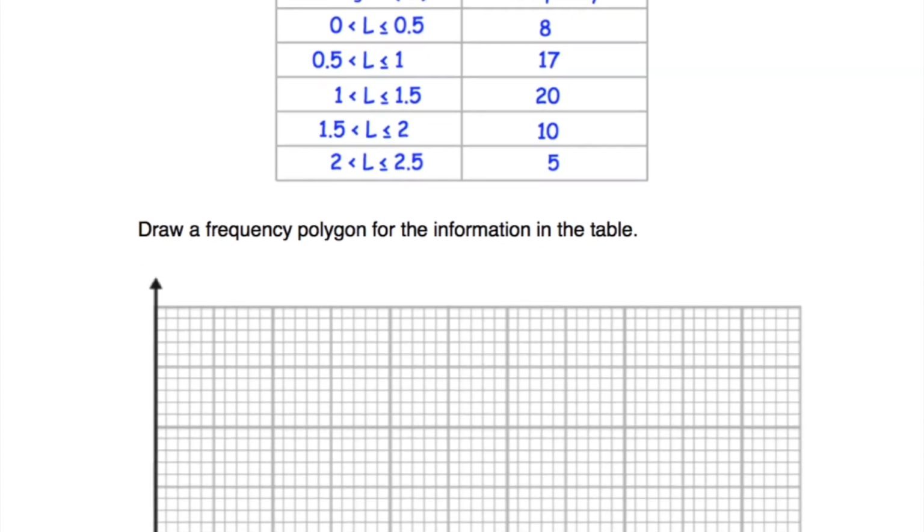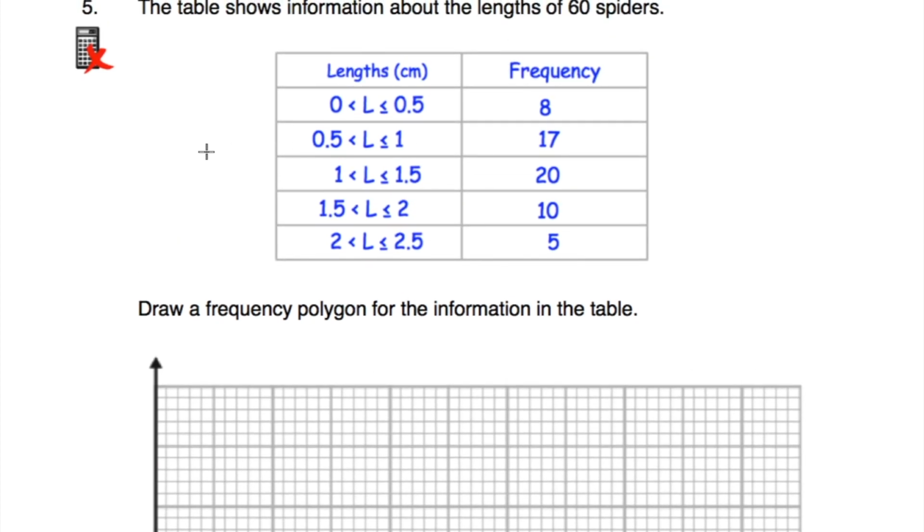And we've been asked to draw a frequency polygon for this information. So along the horizontal axis, we're going to have the length, and that's going to go from 0 to 2.5. And for the frequencies, we're going to want to make sure we can go up to at least 20 for our frequency, and that's going to be our vertical axis.